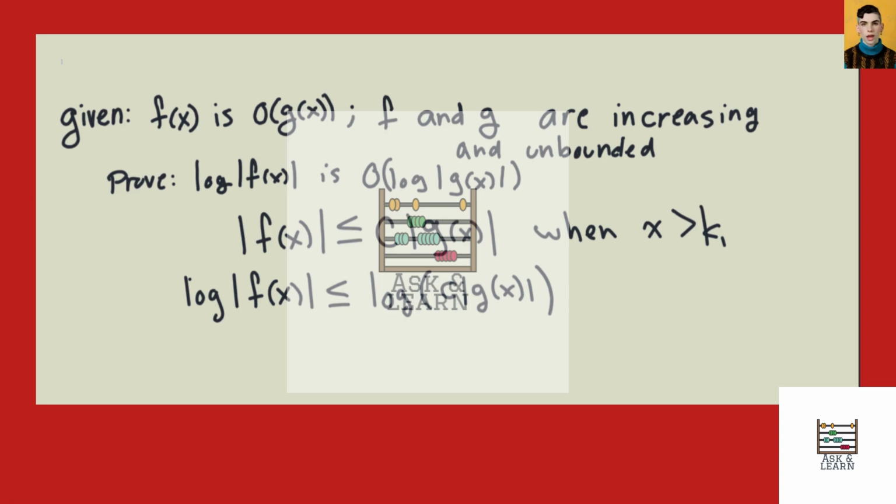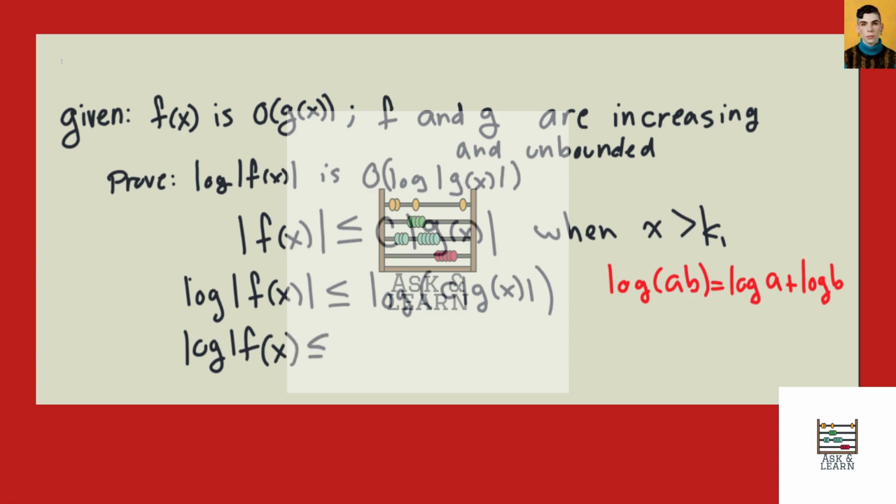But we know that the log of two things multiplied by each other, right? So I'll just write this little rule in red. So the log of two things multiplied by each other is equal to the log of each one added together. And so we're going to use that because c is being multiplied by g, right? So we can parse that out and get that the log of f is less than or equal to the log of c plus the log of the absolute value of g.